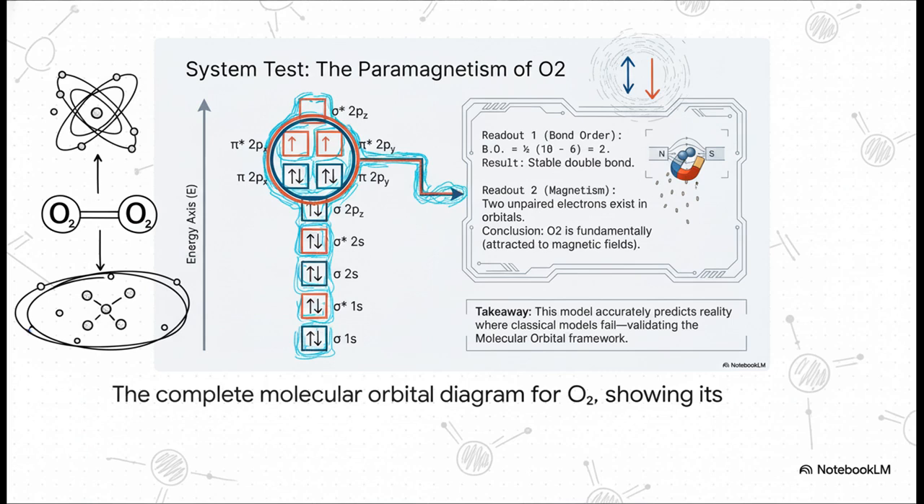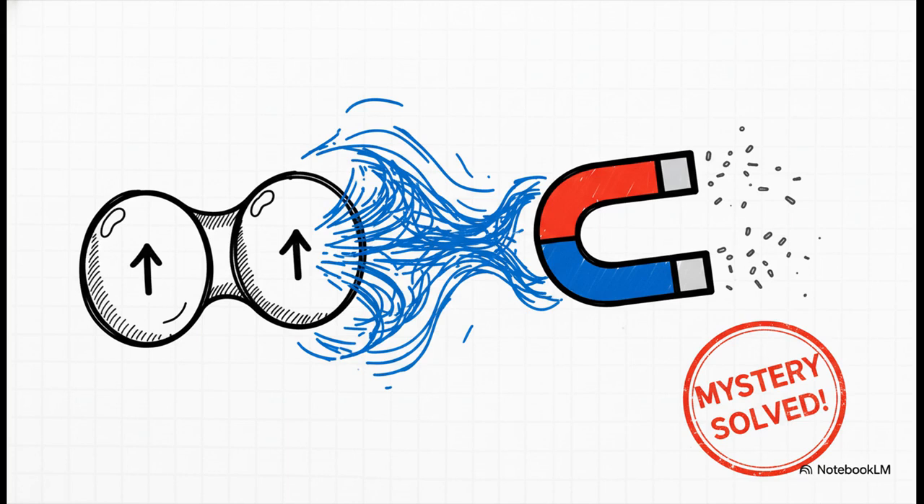Well, they have to go into the next available rungs on the ladder, the pi antibonding orbitals, the ones with a little star. And here's the kicker. Because those 2 orbitals have the exact same energy, the electrons don't pair up. One goes into each. And boom, there it is.